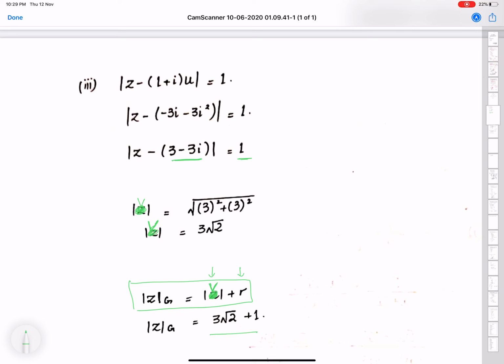What if the question was to find the smallest value of modulus z? Then the formula will be modulus of center minus radius, 3 root 2 minus 1. But this was required only. You can watch my lecture 2 on YouTube to understand this concept in detail. I'm sorry, I think it was lecture 6 maybe, not lecture 2.